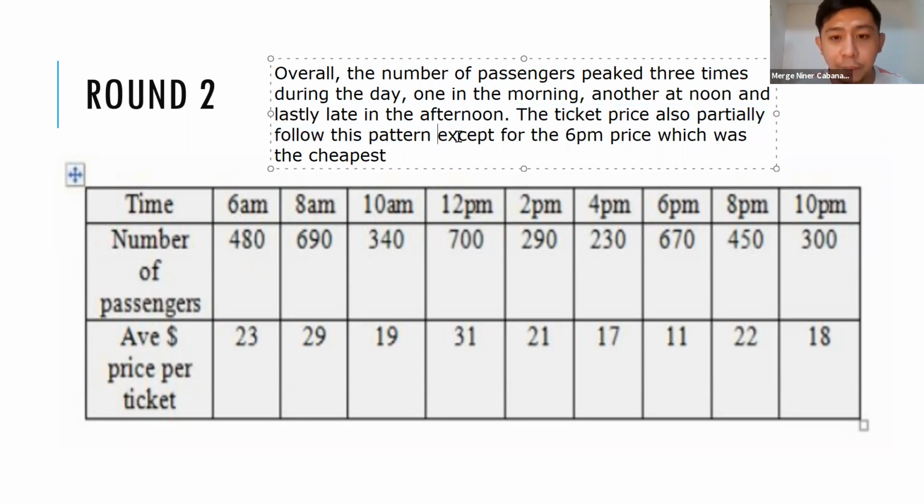Spelling, all right, except for the 6 p.m. price, which was the cheapest. So you put a comma here and you put a period here. Again, punctuation usage is very important.